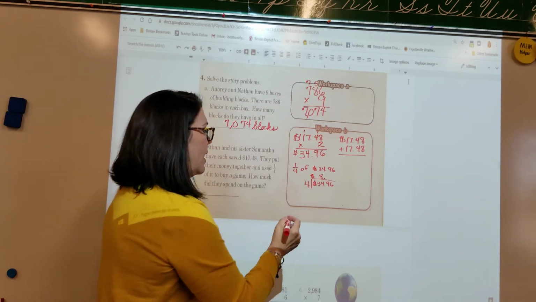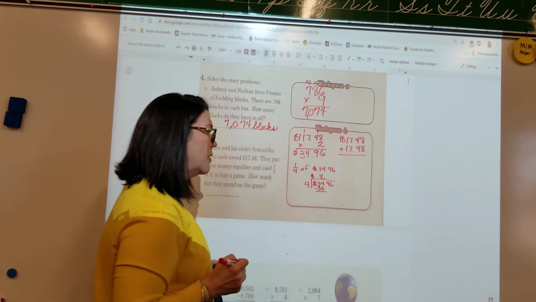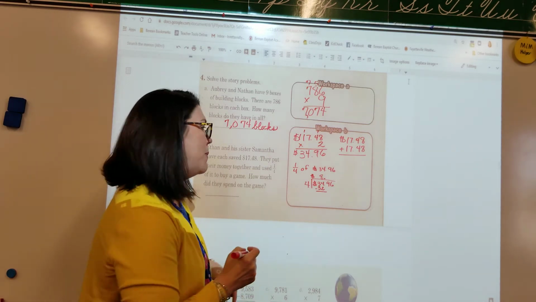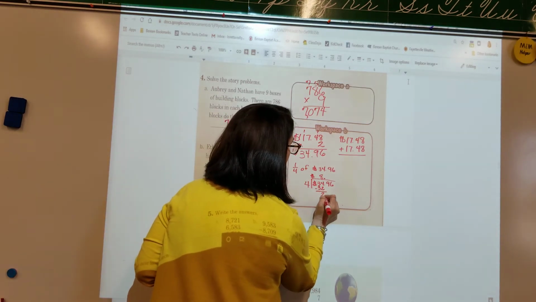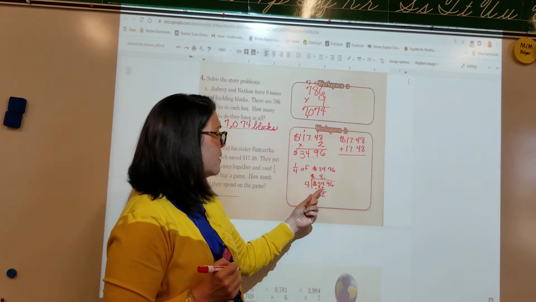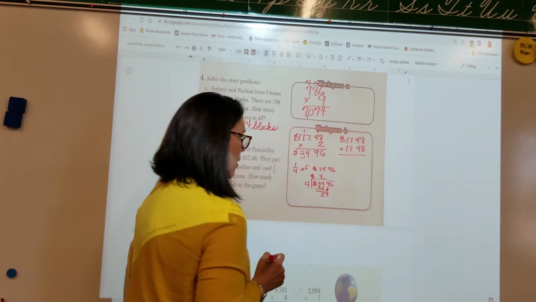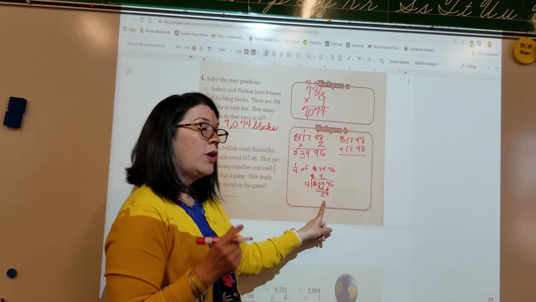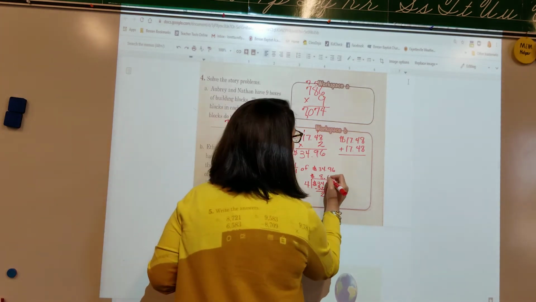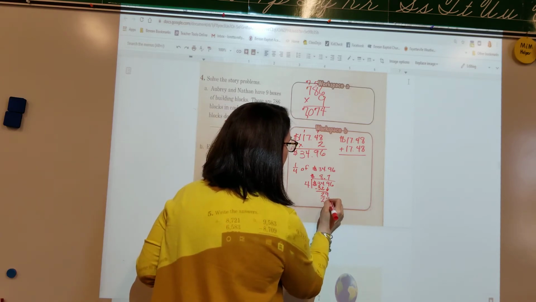8 times 4 is 32. Next, I need to subtract. 34 minus 32 would give me 2. All right, next I need to compare. Is 2 less than 4? Yes, it is, so I can bring down my 9. All right, what times 4 will give me 29 or get me close? And that would be a 7. All right, so 7 times 4 is 28.